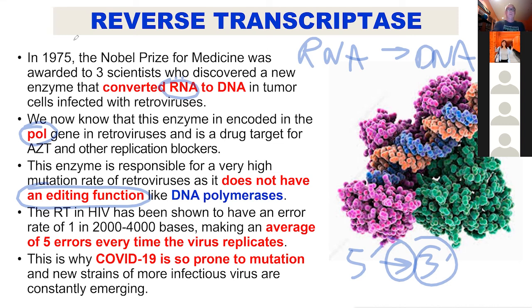The reverse transcriptase in HIV has been found to have an error rate of 1 in every 2 to 4,000 bases. That doesn't sound too bad, but just think about it. Every time the virus replicates, it makes an average of 5 mistakes. That's 5 mutations every time it makes one new version of itself. That's why COVID-19 is so prone to mutation, because reverse transcriptase makes a ton of mistakes when it's converting the RNA into DNA. And so it's accumulating mutations at an alarming rate.